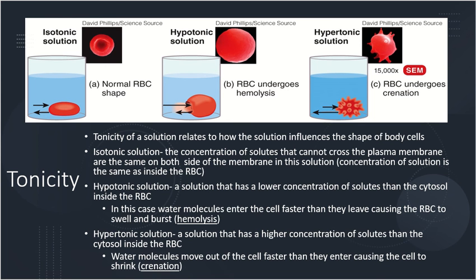However, if we have a hypotonic, hypo meaning below, remember, this is going to be a solution that has a lower concentration of solutes than the cytosol inside the red blood cell. In this case, the water molecules are going to enter the cell faster than they're able to leave the red blood cell, and this is going to cause our cells to swell up and eventually burst.